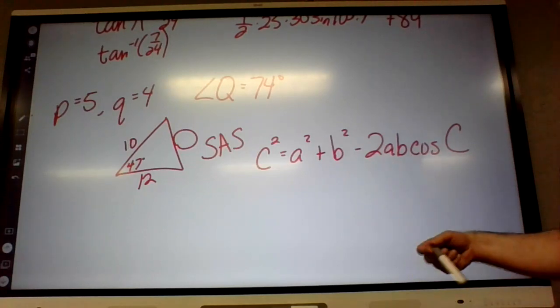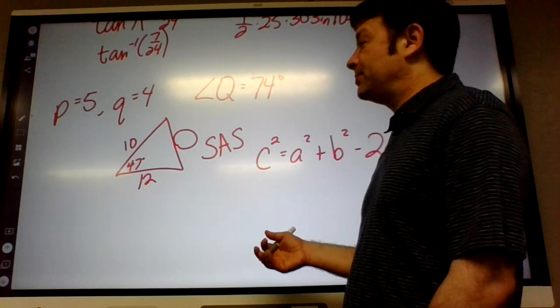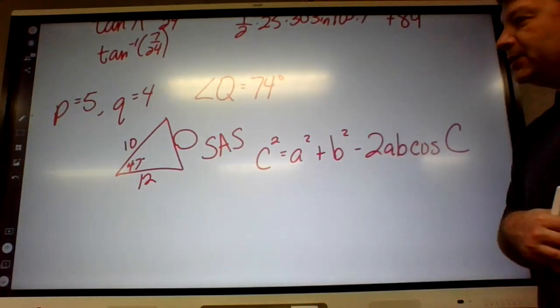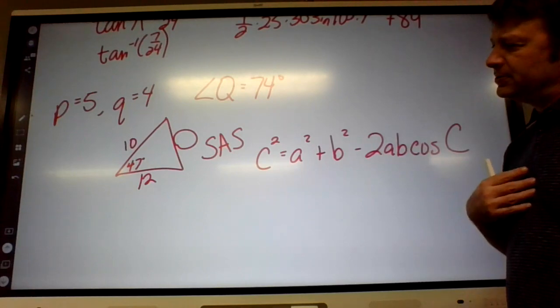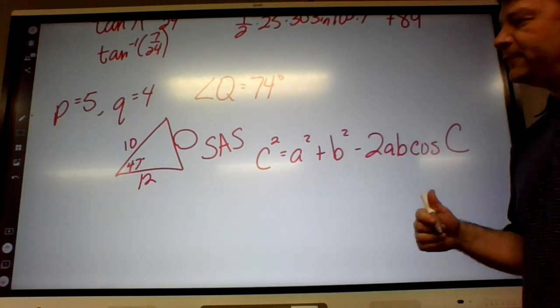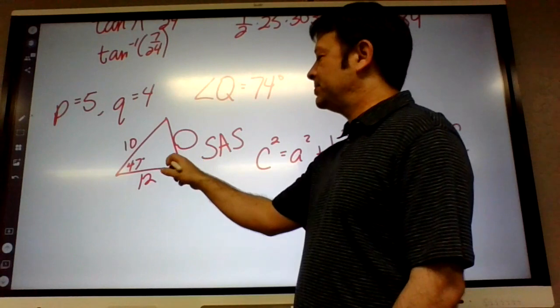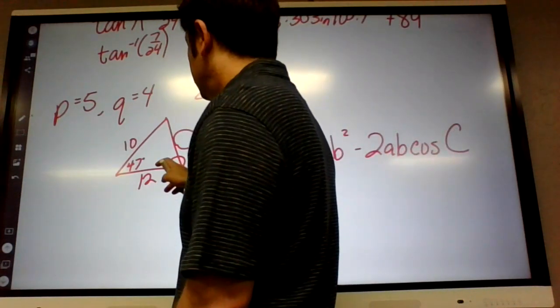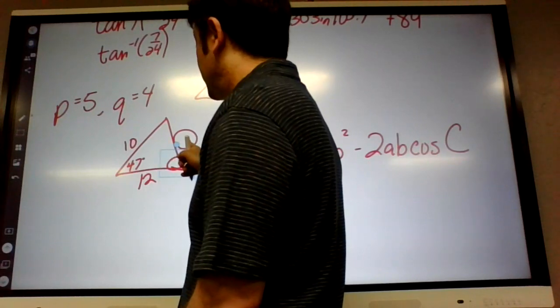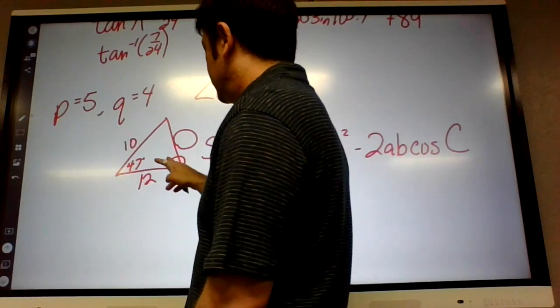Okay, law of cosines and law of sines are not just used in right triangles, they can be used in any triangle. You could find these angles using law of sines after you get this side. You could use law of sines.